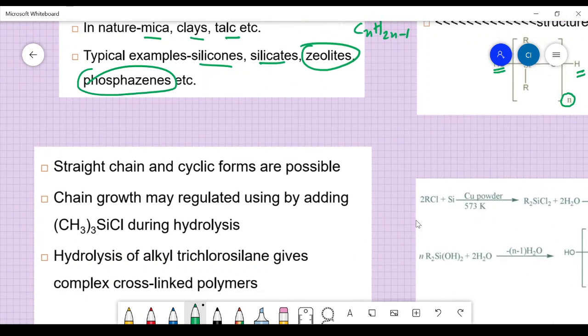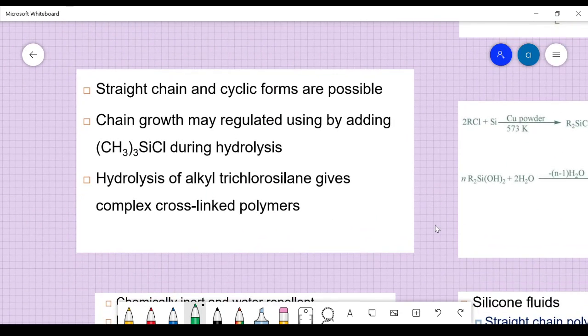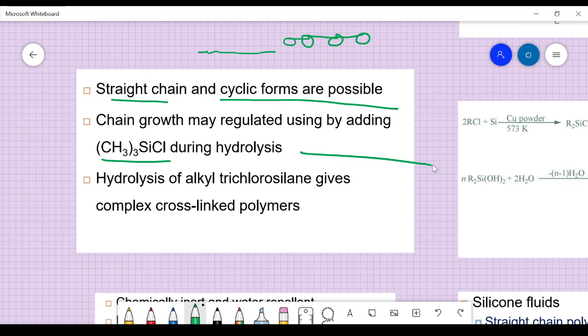Of course, there are a lot of applications. I'm going to tell a few about them. The beauty with this is they form straight chain, and cyclic forms are possible. Straight chains just go on like this, and then cyclic forms, like the one which we find in the silicate cyclic forms. Chain growth may be regulated by adding (CH3)3SiCl during hydrolysis. This is a process that is connected here. And hydrolysis of alkyl trichlorosilane gives complex cross-linked polymers. This is an essential point there.